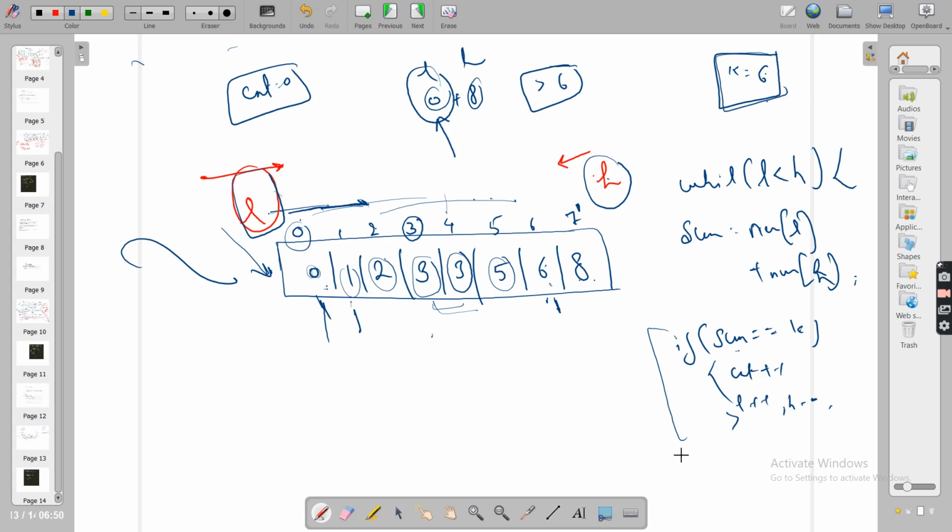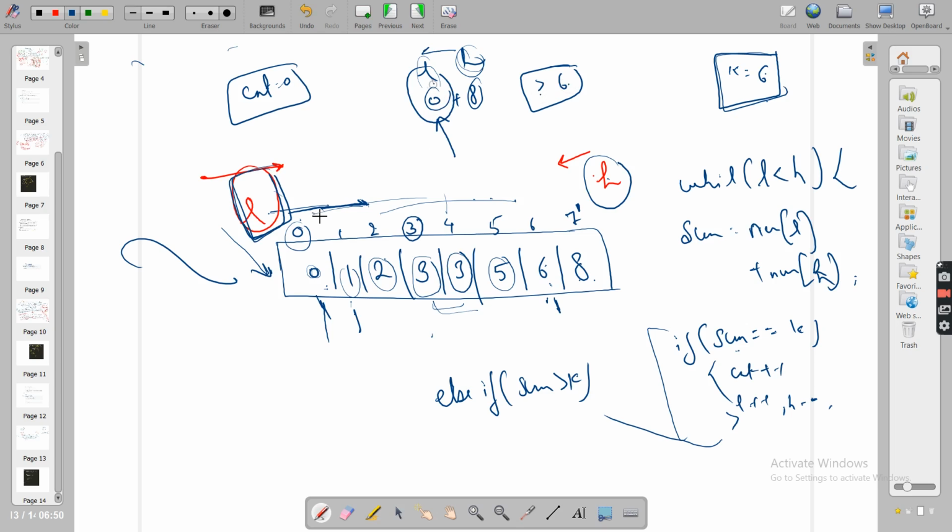But what I'm saying is, after this if, I'm using an else if: whatever sum you are getting, if it is greater than k. So we were doing either L plus plus or H minus minus. We were either increasing L, as we saw in that answer space, guys, if you remember, or we were decreasing H. So let's see first what happens by increasing L if your sum is greater than 6.